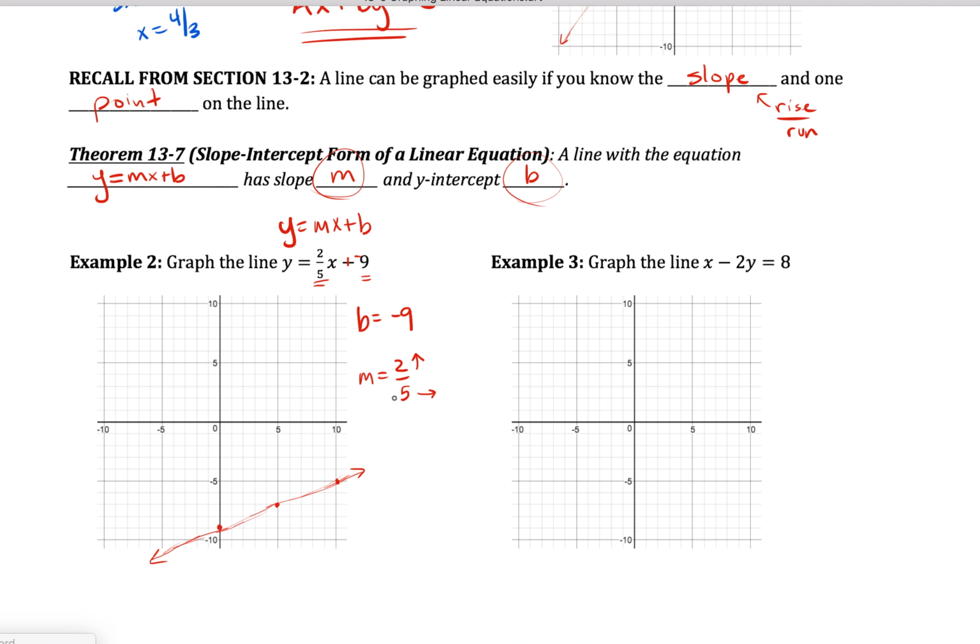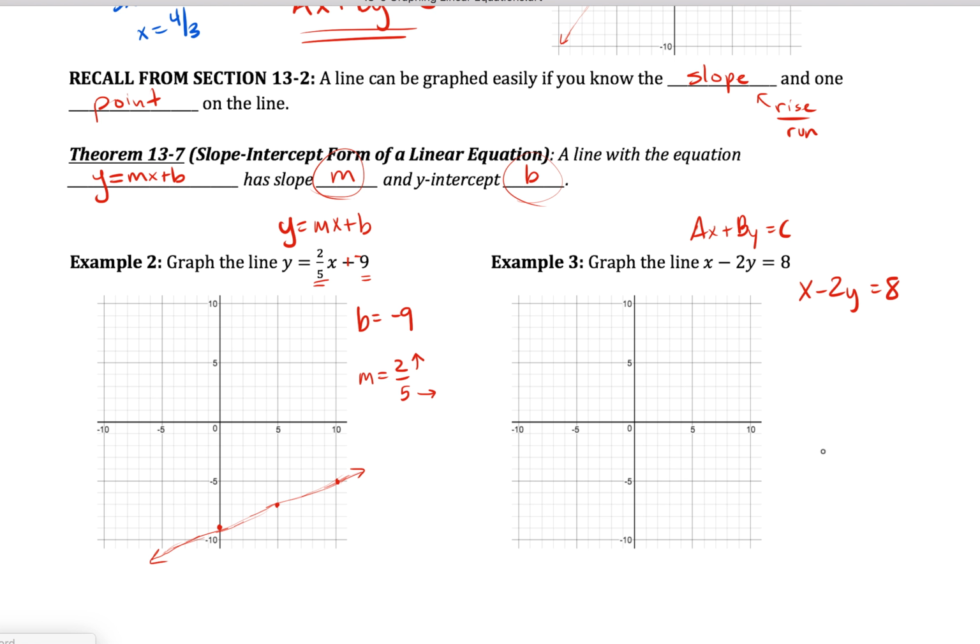All right? Now, where it can be a little bit trickier is if I look at this. This is actually in standard form, right? This is in the ax plus by equals c form. 1x plus negative 2y equals 8. But I can do a little bit of algebra, rearrange this, get the y by itself, and then I'll be in business, right? So I'm going to rewrite my equation.